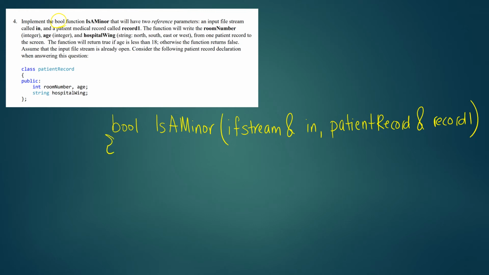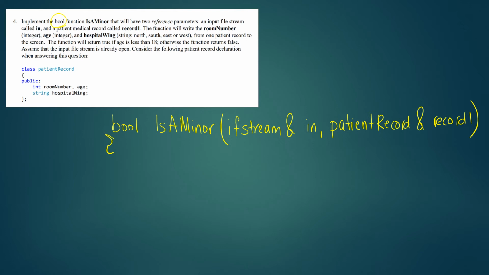So in this function, let's see what you're going to do. You're going to write the room number from one patient record to the screen. Oh, so you're not reading all of the records, you're just reading one patient record. You're going to write the room number, the age, and the hospital wing from one patient record onto the screen. So you're just going to read in one patient record.